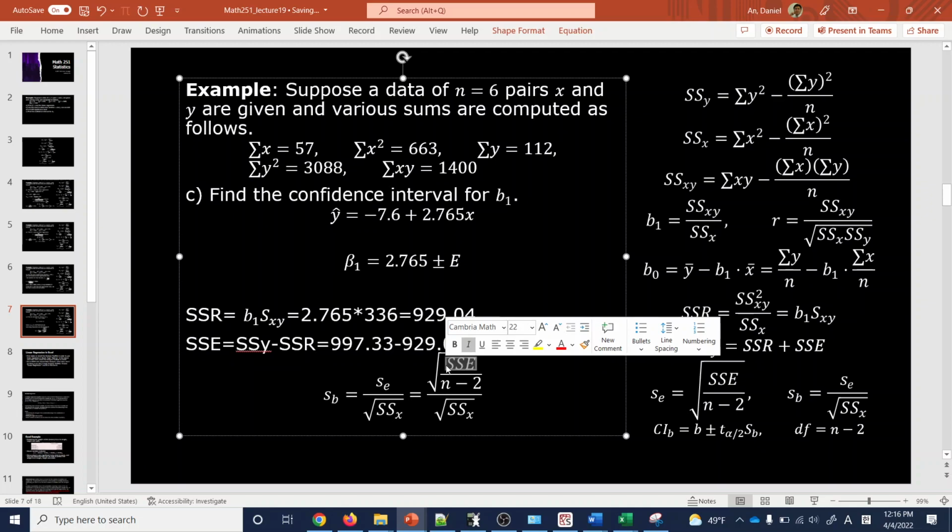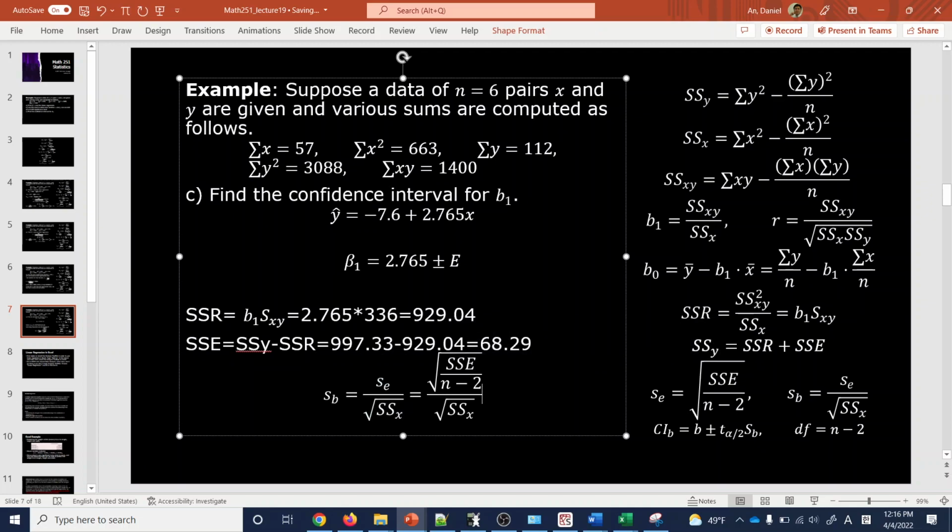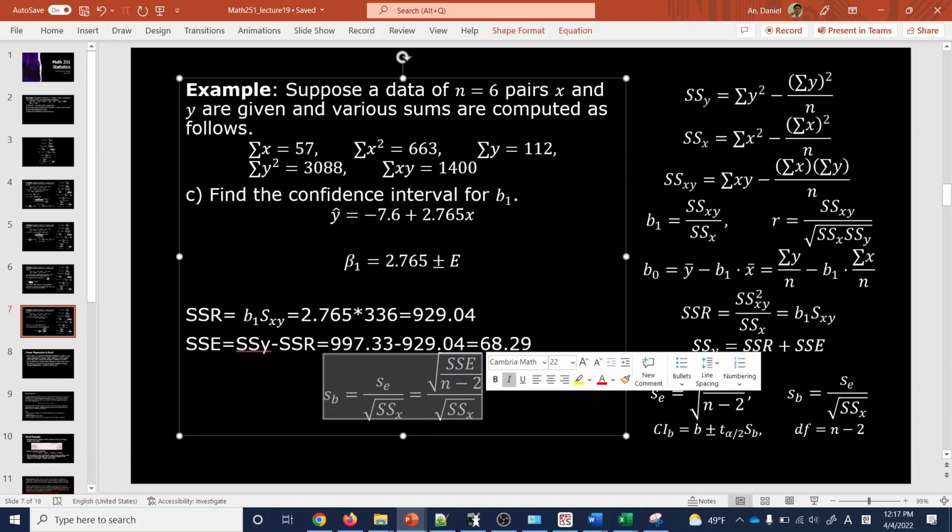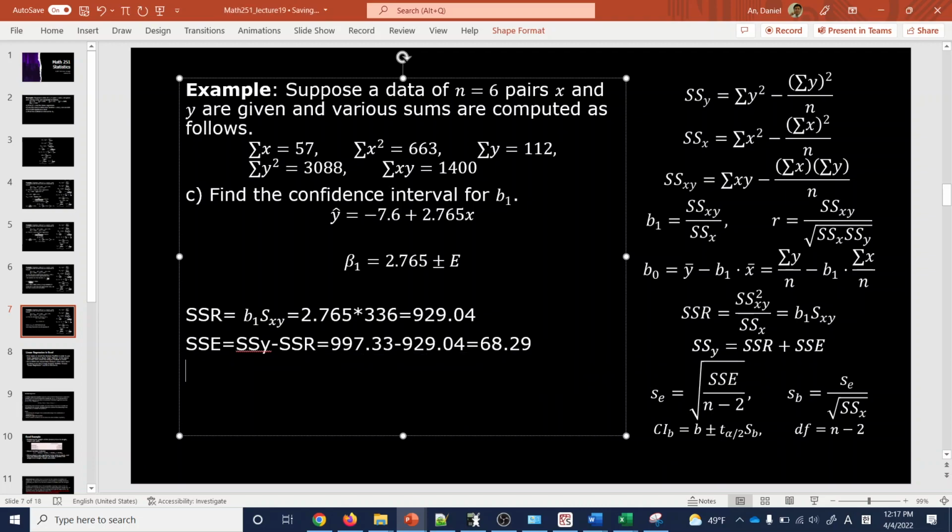Why don't you divide it by the square root of SSx? All I'm doing is just plugging into the formula. Do you see it here? But on the SE one, it doesn't have the bottom part. Yeah, but I need to find SB. Okay, if this is too confusing, just find SE first, okay?